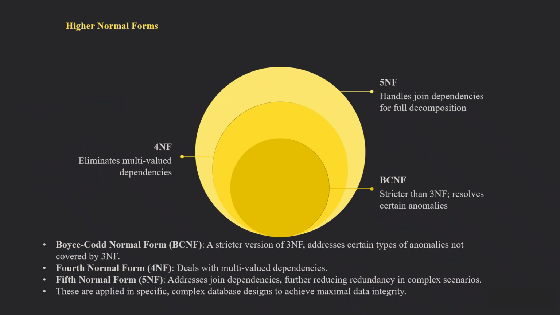Higher normal forms. Fourth normal form and BCNF eliminate multi-valued dependencies. Fifth normal form addresses join dependencies and further reduces redundancy in complex scenarios. BCNF, Boyce-Codd normal form, is a stricter version of third normal form that addresses certain types of anomalies not covered by third normal form.